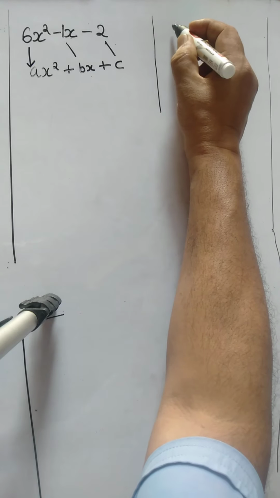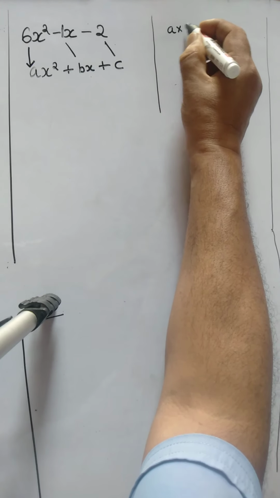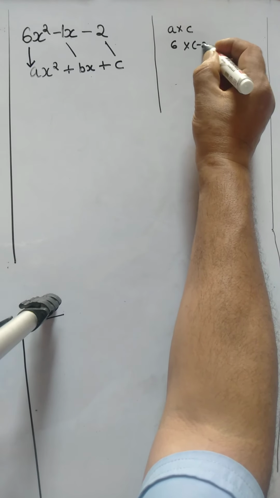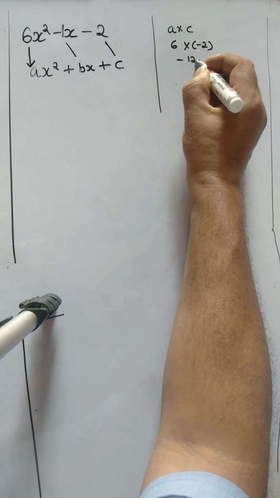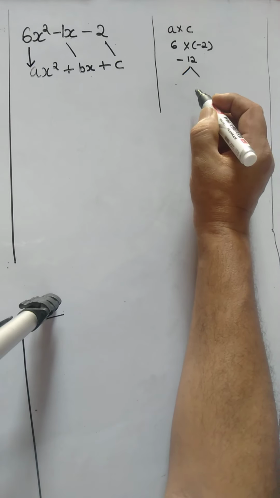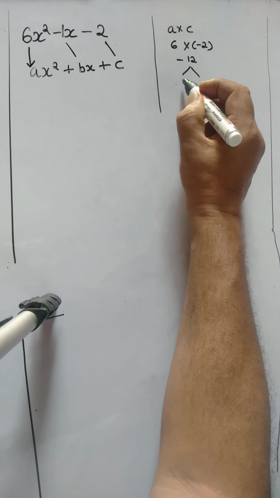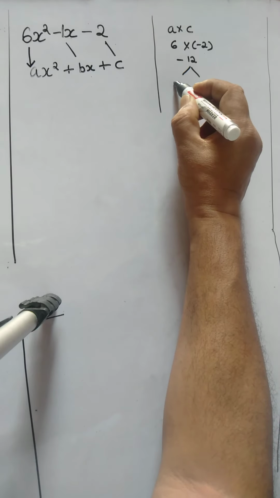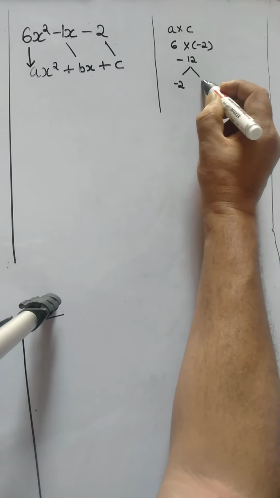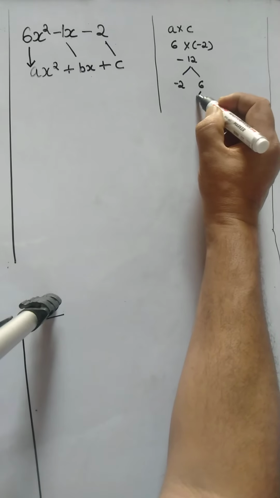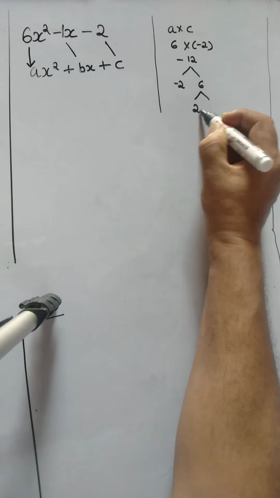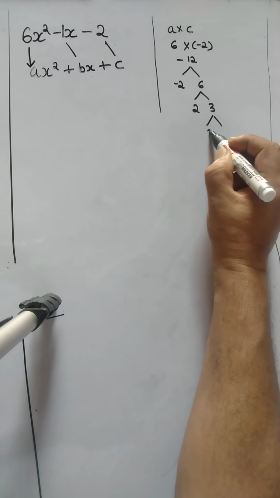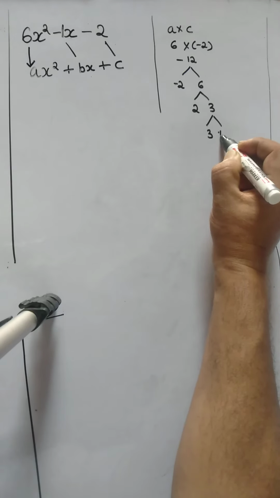you would need to multiply a into c, which means you need to multiply 6 into minus 2. It would give you minus 12. And minus 12, if you factorize it by prime factorization using the factor tree, it would mean you have minus 2 into 6. Then you have 6 as 2 into 3. Then you have 3 as 3 into 1.